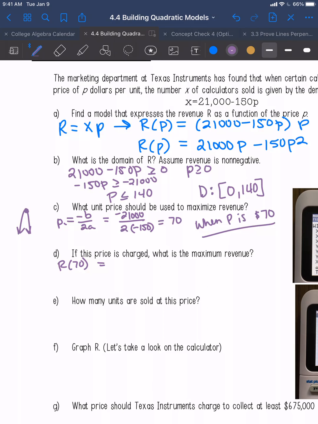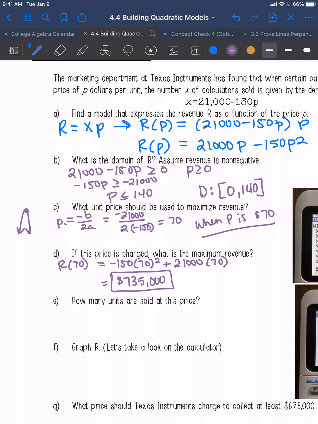So we're just plugging 70 into our function. That is negative 150 times 70 squared plus 21,000 times 70. And when you do that, you get $735,000. All right, so when we charge $70 per calculator, our maximum revenue is $735,000, but that obviously depends on how many units are sold.